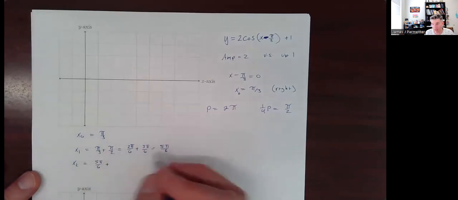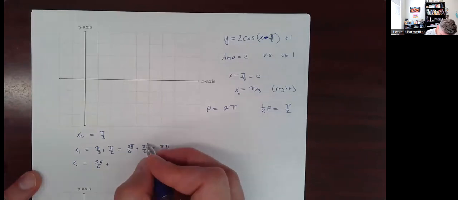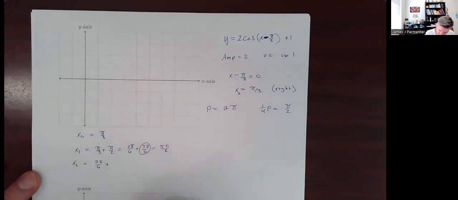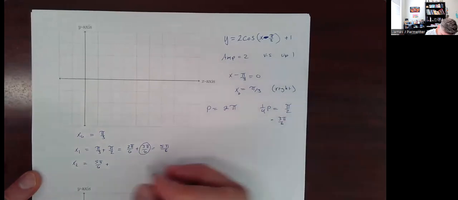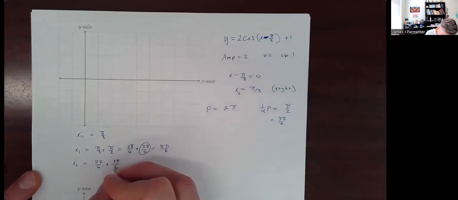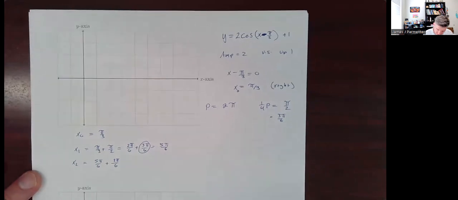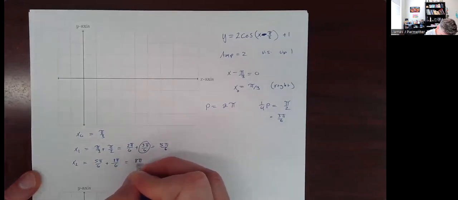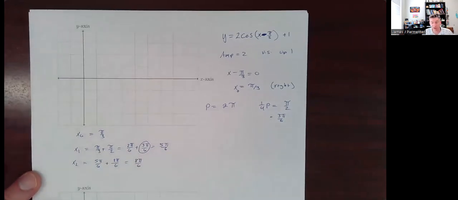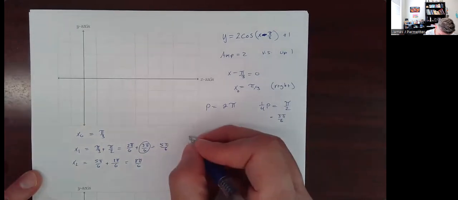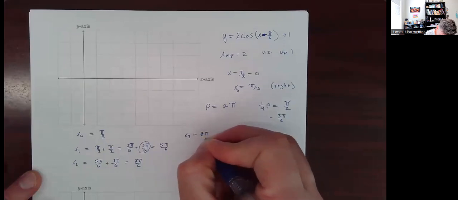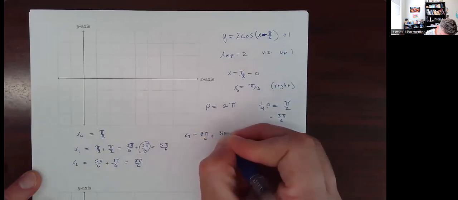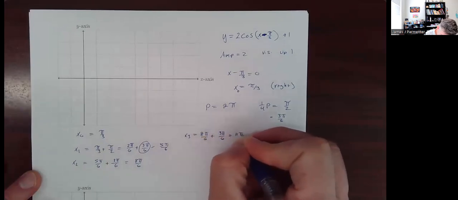I'm not going to go back and forth between denominators and say my quarter of a period is 3 pi over 6, right? Pi over 2 is equal to 3 pi over 6. So instead of writing pi over 2 and then changing it, I'm just going to write plus 3 pi over 6. That's going to give me 8 pi over 6. I don't want to reduce that fraction. I could, it's 4 pi over 3. I'm not going to. My next value is going to be the previous one plus another quarter of a period, which is 11 pi over 6.